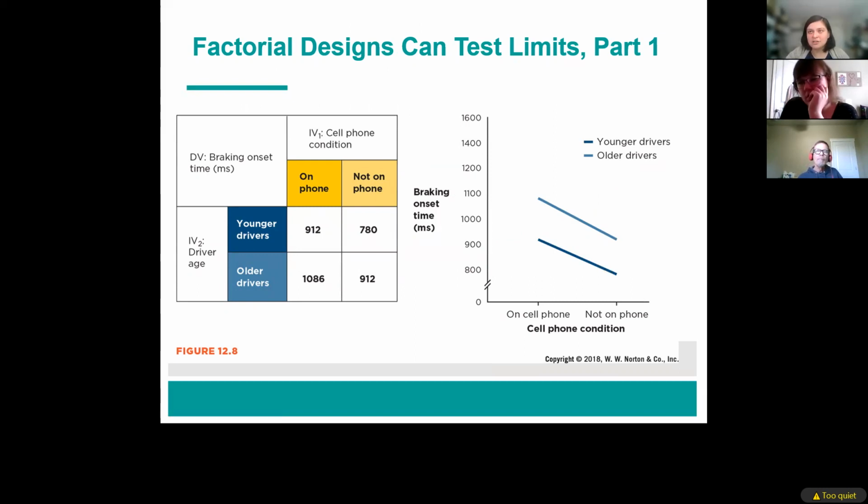Thus, there's no interaction. So because there's no interaction, what does this tell us about younger drivers and older drivers being on a cell phone or not on a phone on their braking time? So in this study, they wanted to see whether there was an interaction of being on a phone or not on a phone by age. And we're saying, or you all told me, there is no interaction here. So what does that mean in terms of the findings for the study?